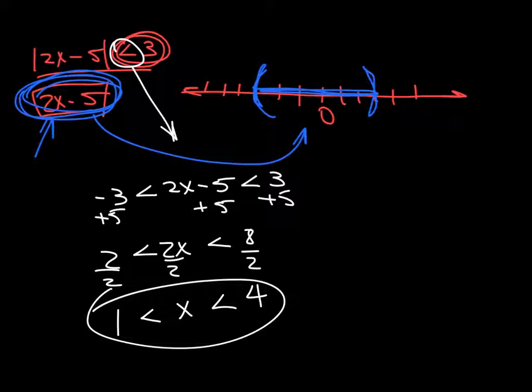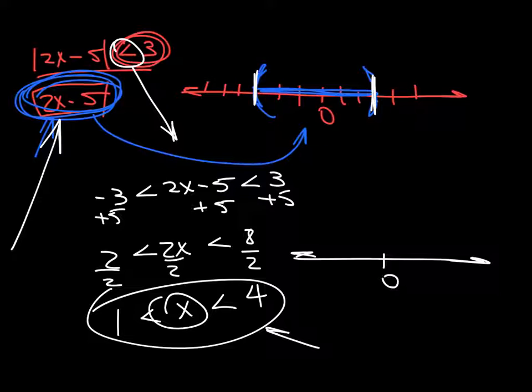So in order for this statement to be true, 2x minus 5 somewhere between negative 3 and positive 3, the value of x has to be a number somewhere between 1 and 4. So what we're trying to do then is find this, and then we graph it.